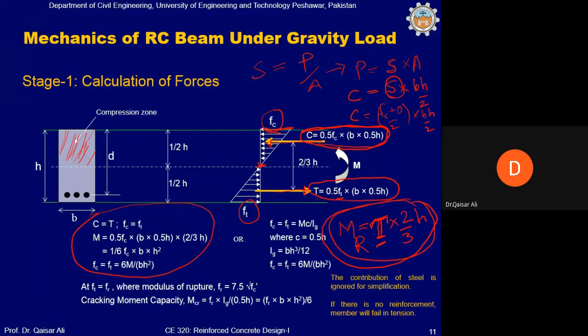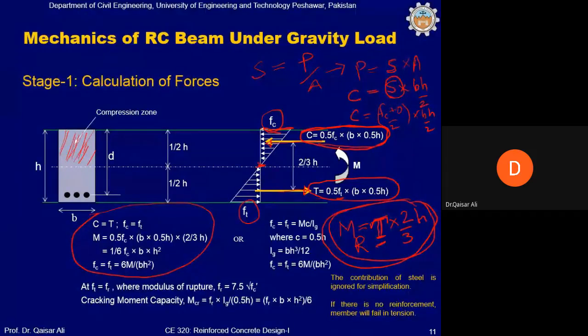in order to safely carry this load. However, in the case of a pure concrete beam, this T will be contributed only by concrete, and this will be a very, very small value. As I said several times, concrete is very weak in tension, so the T value will be very small and MR will be very small if the beam is made of pure concrete, plain concrete.